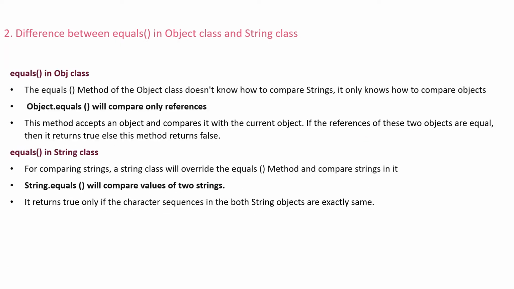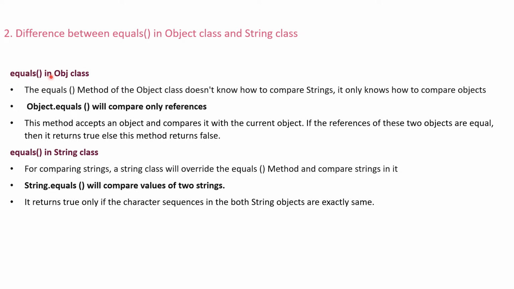So moving to the next question: the difference between the equals method in the Object class and the String class. We have seen the equals method and hash code in the Object class. Here is a tricky question: we have an equals method in the Object class, the default one, and also in the String class. What is the difference, and what do they do in the two different classes?